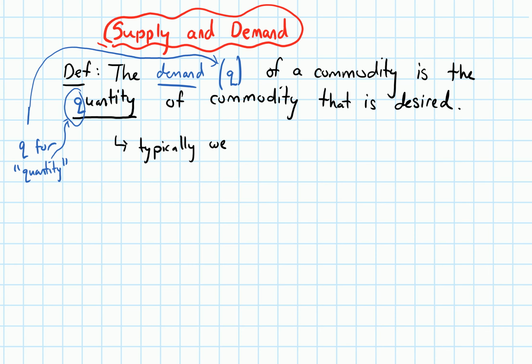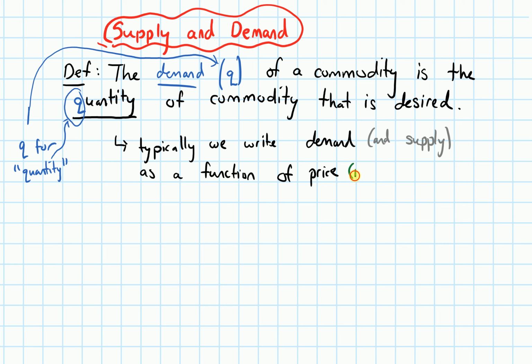So typically, when we write an equation for the demand, and later when we talk about supply we'll do this for supply as well, we will write demand as a function of the price of the commodity. Okay, so price, the variable for that is P, the price of an item.